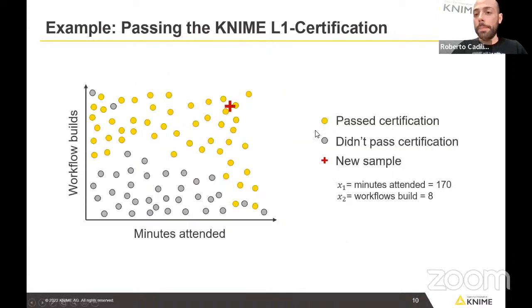Okay, so now we have our data set, and we want to apply the network that we built to a new sample. This new sample is indicated by this red cross. As you can see from an exploratory analysis of our data in this scatter plot, this person has attended many minutes of courses, and he also has built many different workflows. So our expectation, having attended 170 minutes of course and having built 8 workflows, is that this person should probably pass the exam. Okay, let's see what happened.